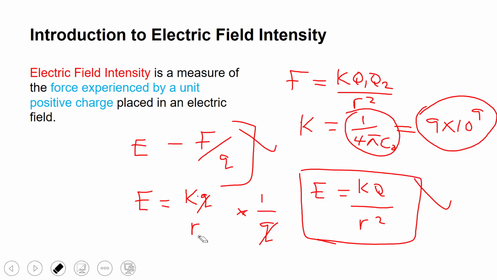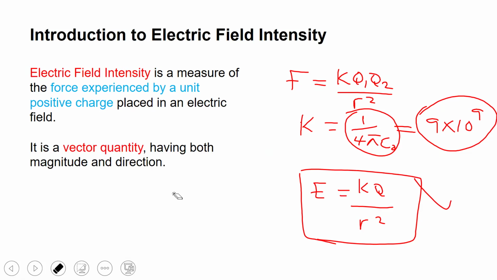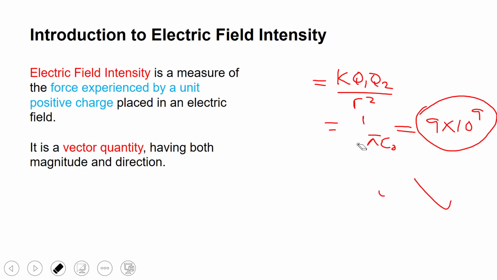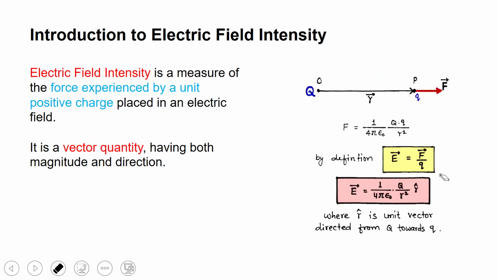Very importantly, this electric field intensity is a vector quantity. And when we say something is a vector quantity, it means that it has both magnitude and direction. That is why we use electric field lines to indicate the direction and the magnitude of the electric field. So electric field intensity is a vector quantity, indicating that it has both magnitude and direction.